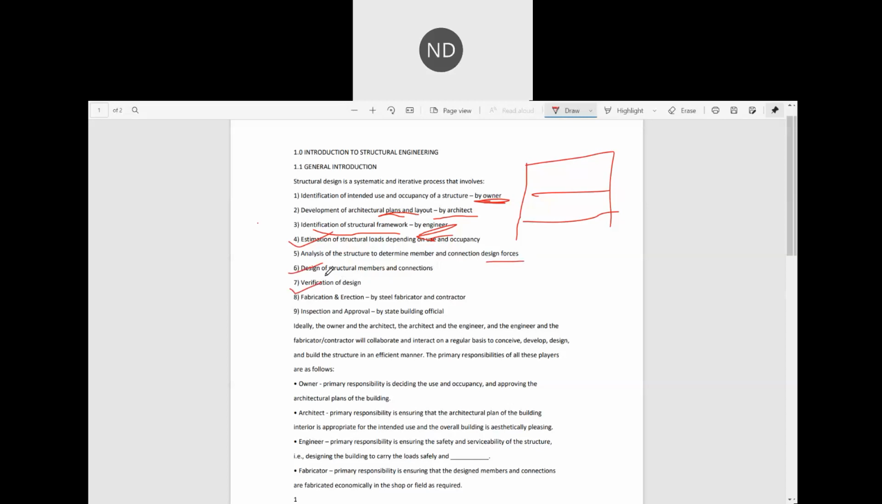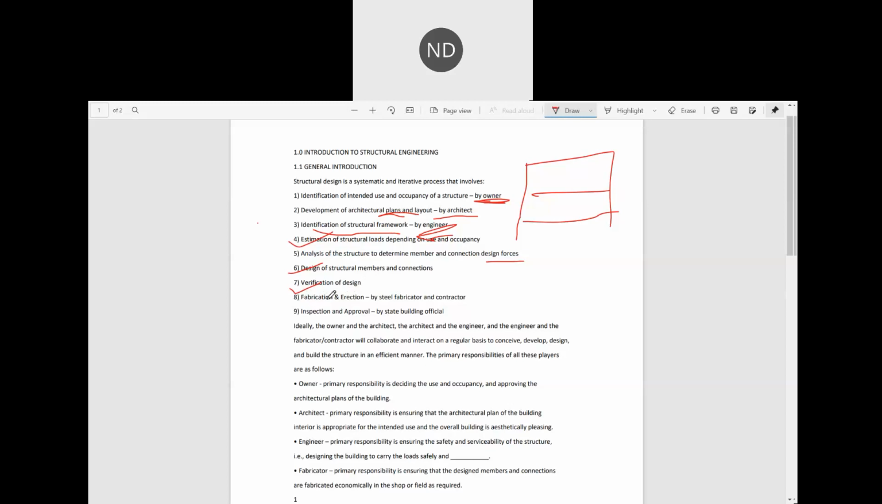Suppose you have designed the structure, the building, then you also have to do the verification of the designs. Whether it is according to the IS code, the requirements or limitations in the IS codes, and the specifications given according to the IS code, are they followed or not? Whether it is safe, whether the factor of safety is maintained or not. All those things are to be verified after the design and the analysis is done.